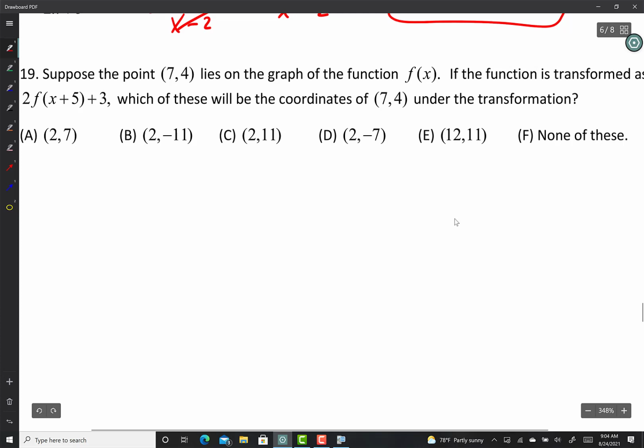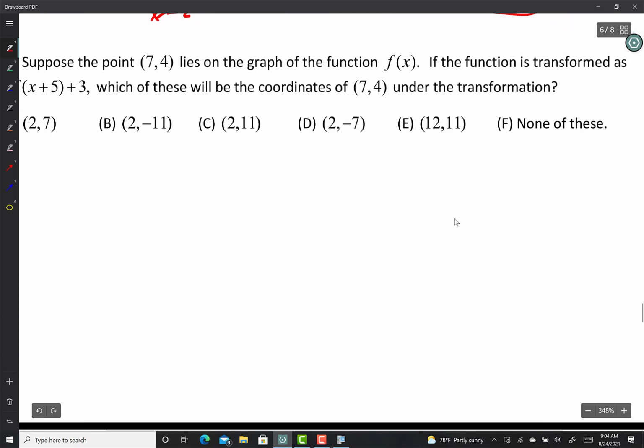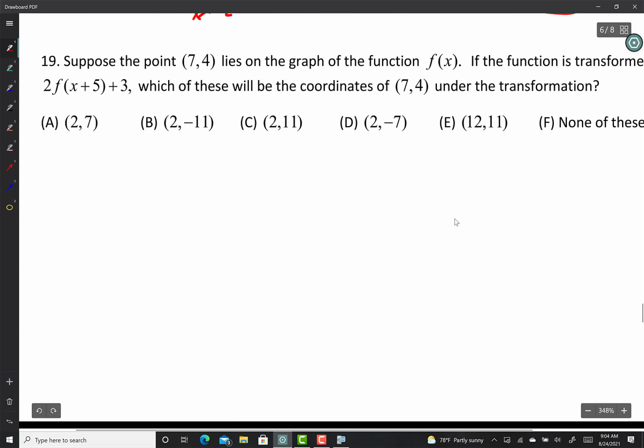Suppose the point 7,4 lies on the graph of the function f of x. Here the function is transformed. So this is similar to the question on the first page. The only difference is that I have a vertical stretch in there. So let's see. That x plus 5 makes it move 5 to the left. So take away 5 from that 7. So 2, right? It's all good, guys.